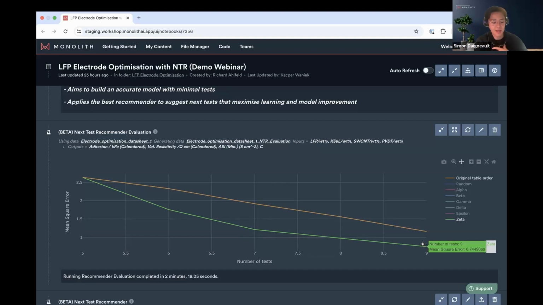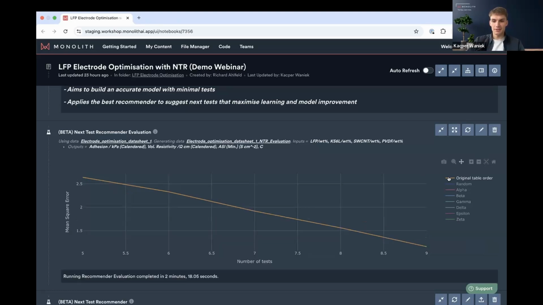Okay, so the idea here is that there are all these different recommenders with different statistical exploration methods, and this graph lets you see which one has the fastest reducing error, so you can compare it to see which one works best for your particular data set and for your particular objectives. Is that right? Yes, absolutely. All right, thank you.